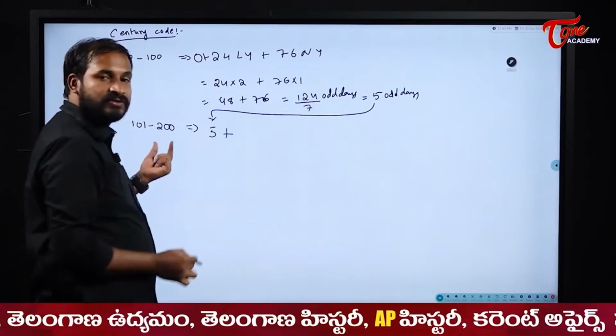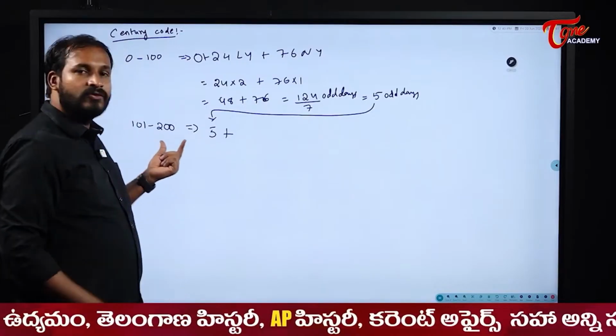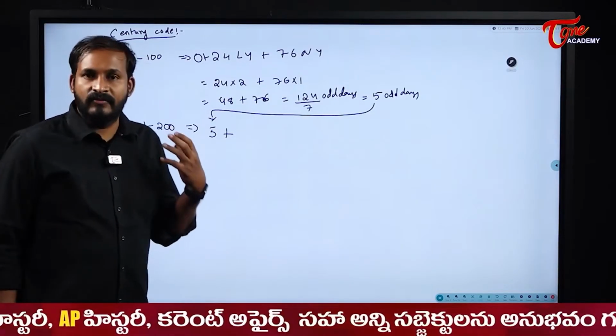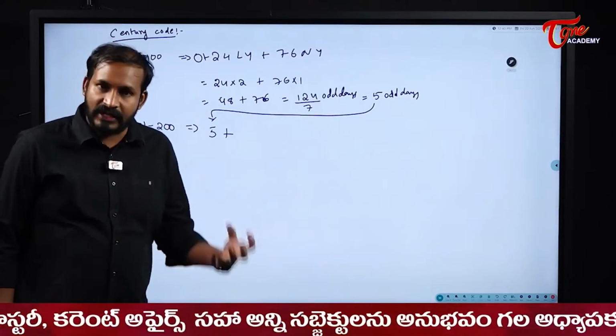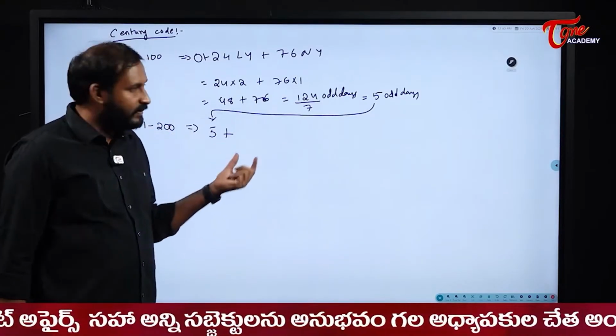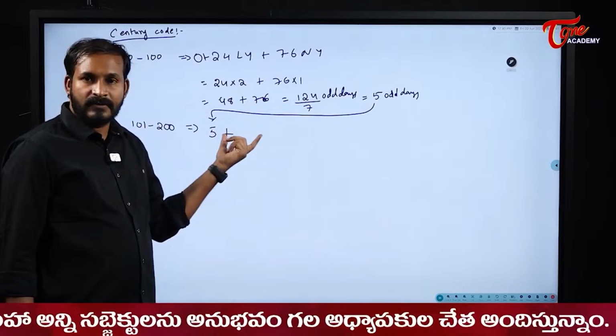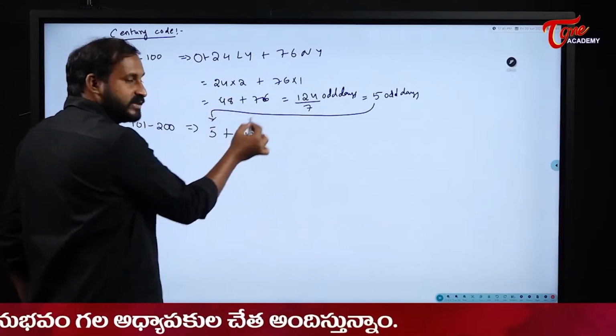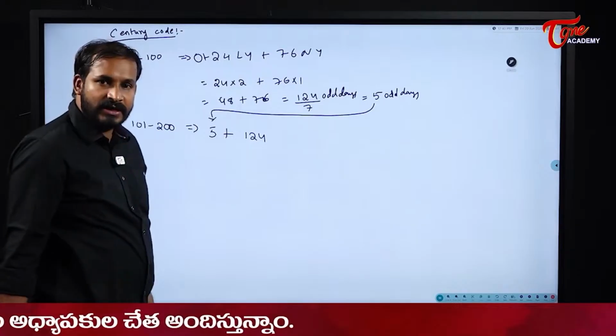Here also the same story. Why? Because 101 to 200 is 100 years. Actually, how many leap years should I have? 25, but I will have only 24. What is the reason? 200 is not a leap year. And the same story, here also I will get a total sum of 124, similar to the above one.